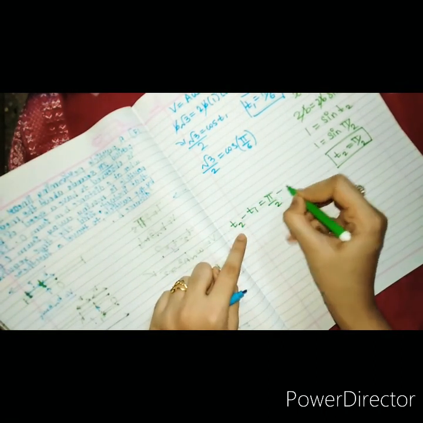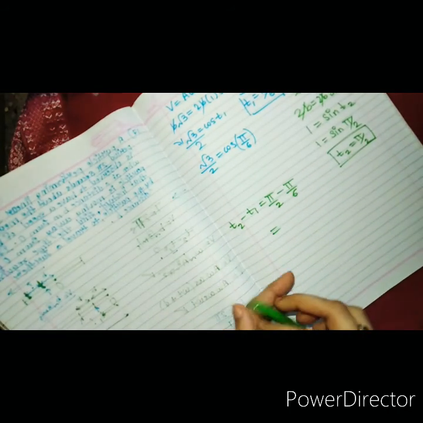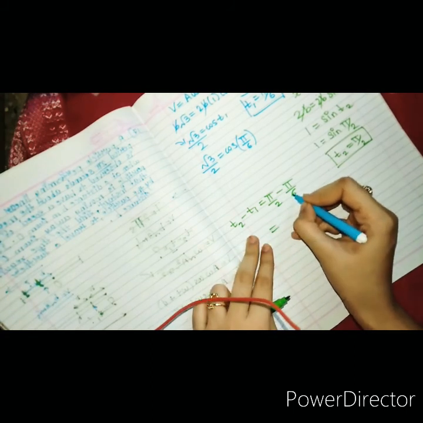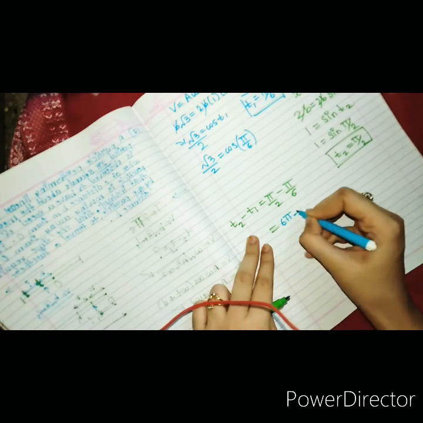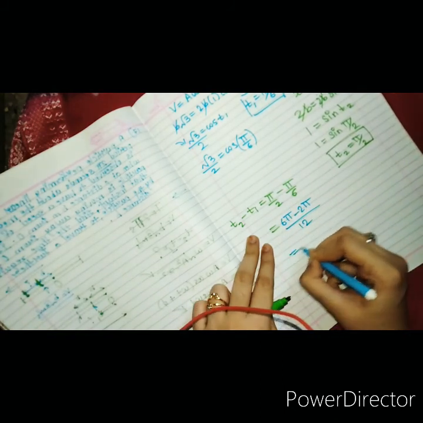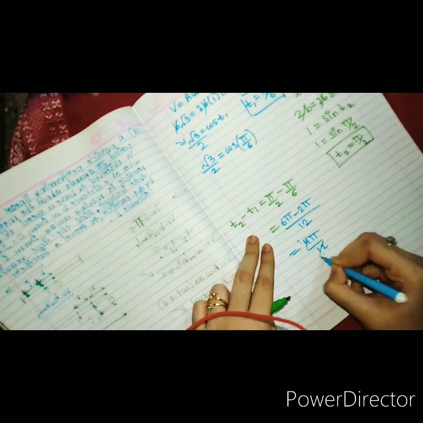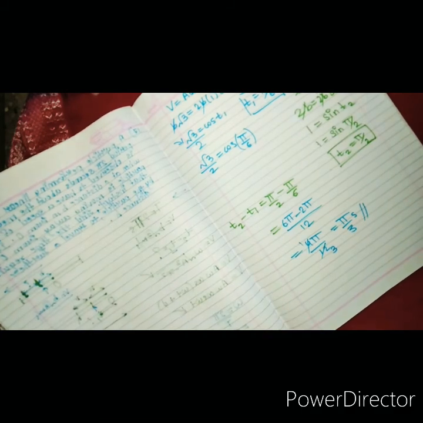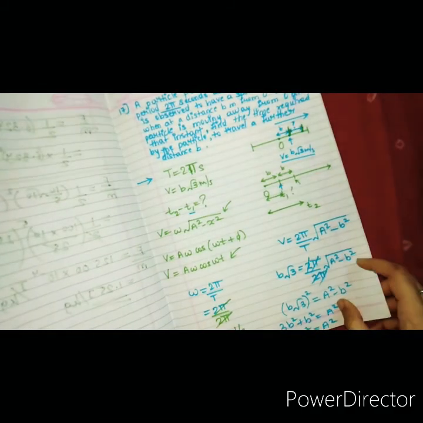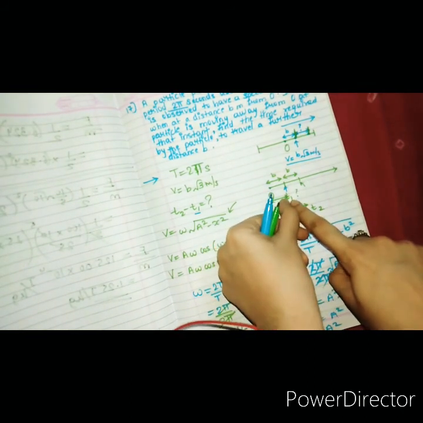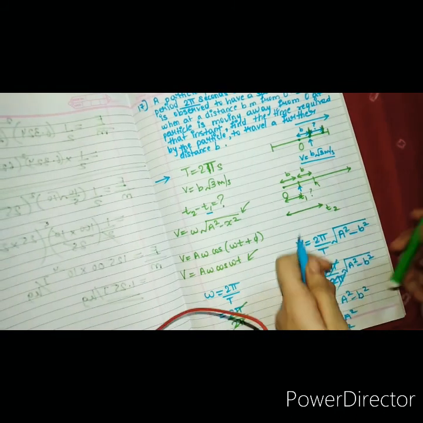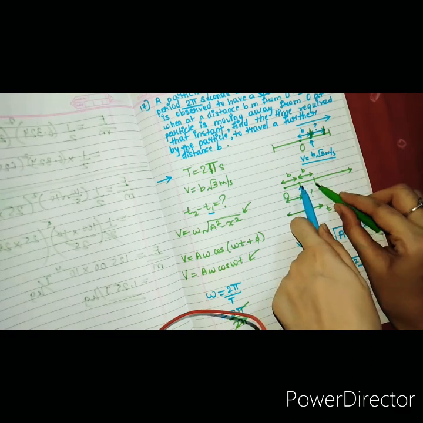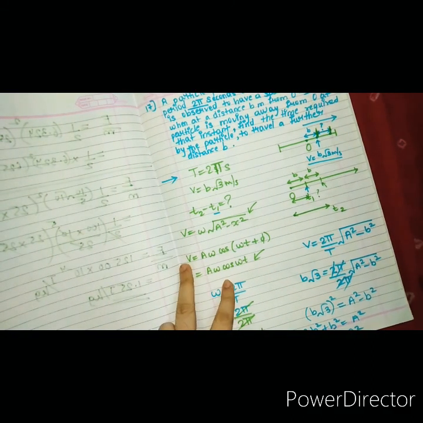We want t2 minus t1, that is pi by 2 minus pi by 6. It is easy. 3 pi minus pi upon 6, that is 2 pi upon 6, which is pi upon 3 seconds. So here we have obtained the time required for the particle to travel from this distance to this distance.